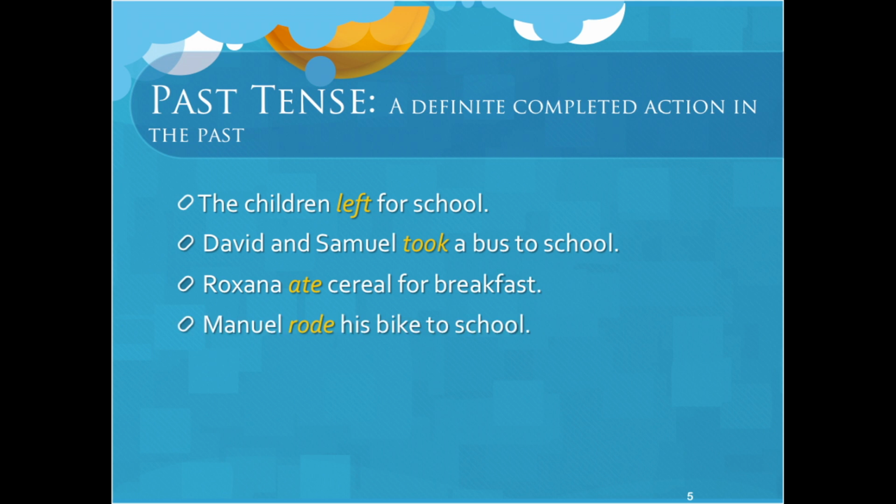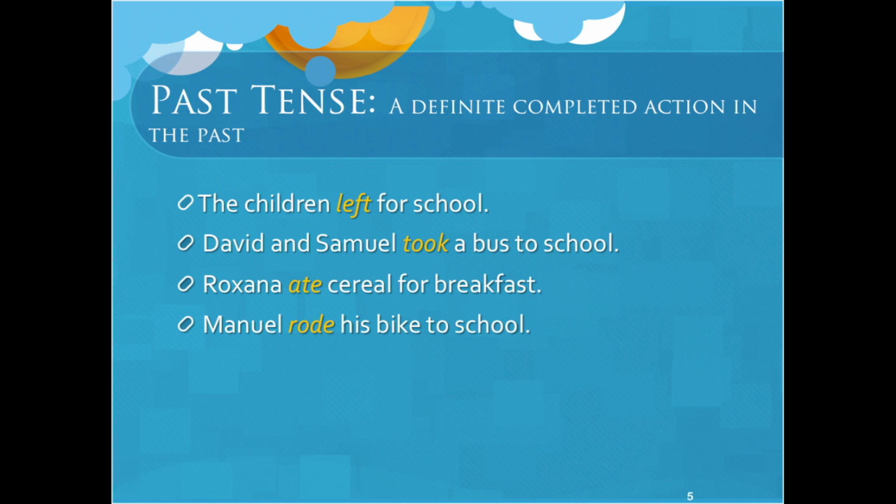Let's look at the fourth sentence. Manuel rode his bike to school. Rode is the past tense of to ride. That is another irregular verb. I bet Manuel got to his classes on time. He rode his bike and he stayed away from traffic. What do you think, Betsy?